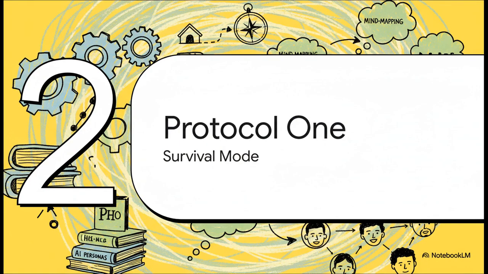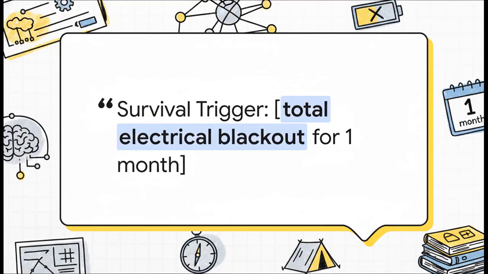So how does this actually work in practice? Well, let's look at one of the very first major protocols that Captain fired up, a system designed to get him ready for some serious, real-world threats. Captain gave the AI a direct and honestly pretty chilling command: simulate a total electrical blackout that lasts for 1 full month. Right away, this makes the AI's power feel very, very real.